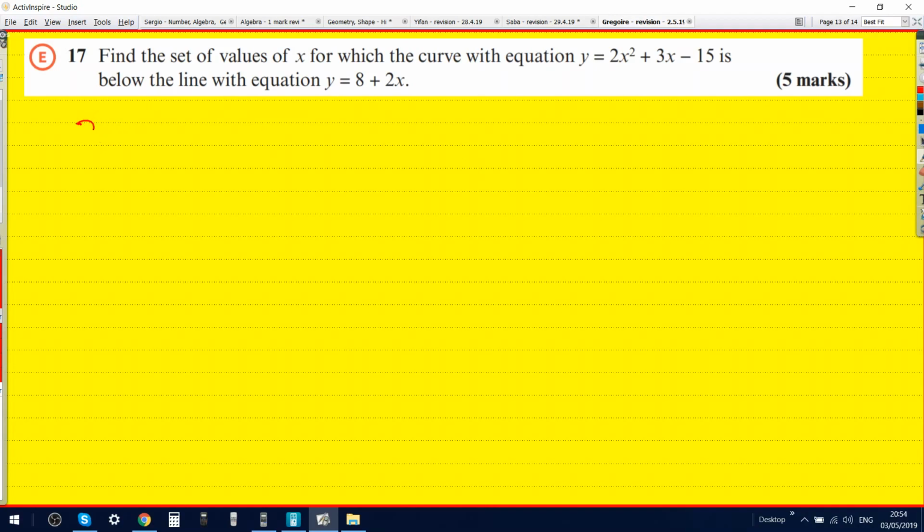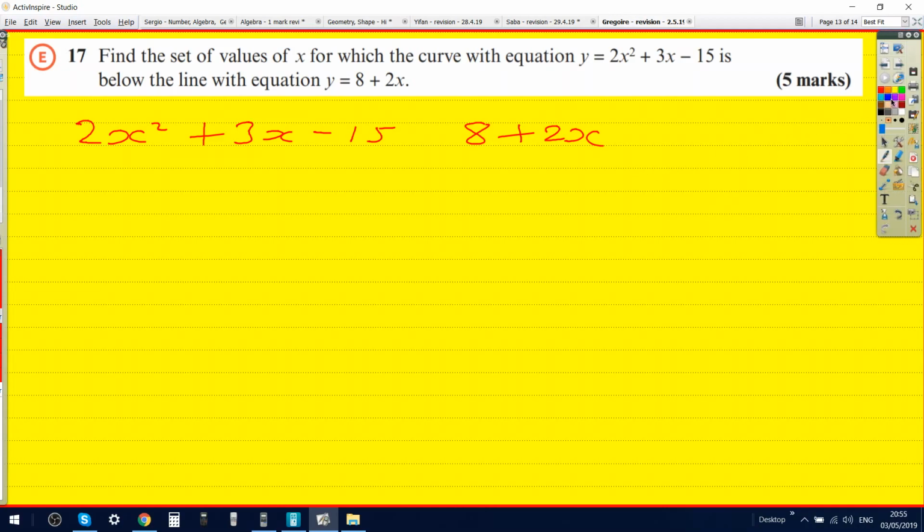2x squared plus 3x minus 15 equals 8 plus 2x. And technically it's not equal to, so let's go straight to the, what sign would it be? It's still y, not a constant in this case. Would it be less than? Would it be greater than?